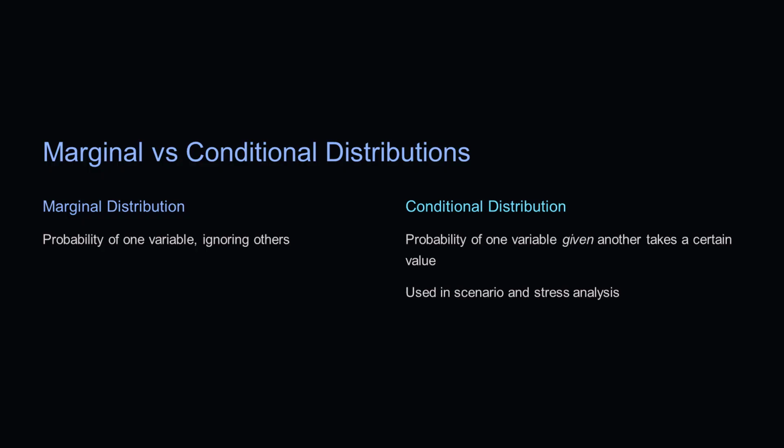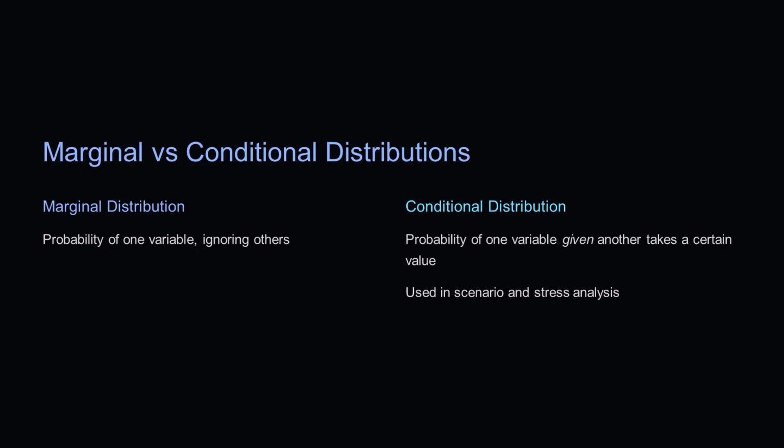Conditional distributions are powerful in scenario analysis and stress testing because they show how one part of the portfolio behaves when another is under stress. Understanding the link between these three distributions is the key to analyzing dependence in risk models.